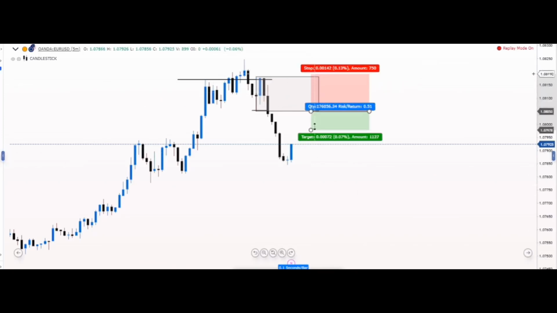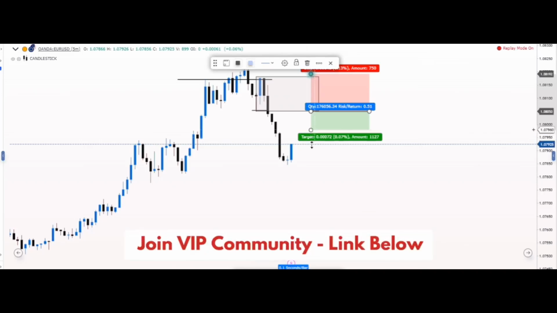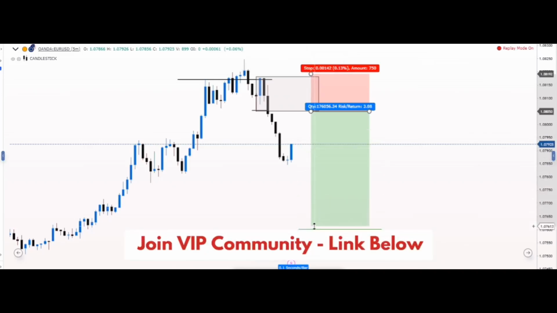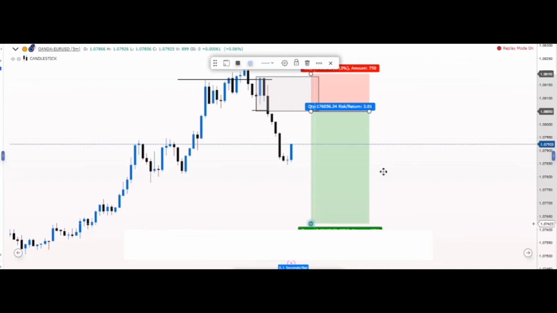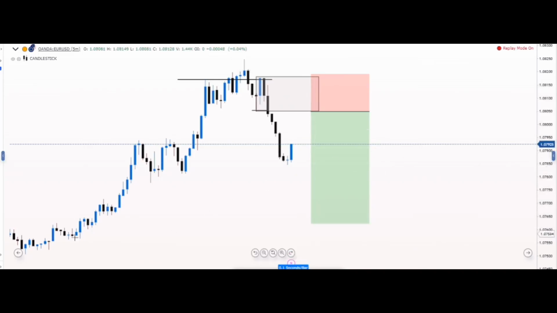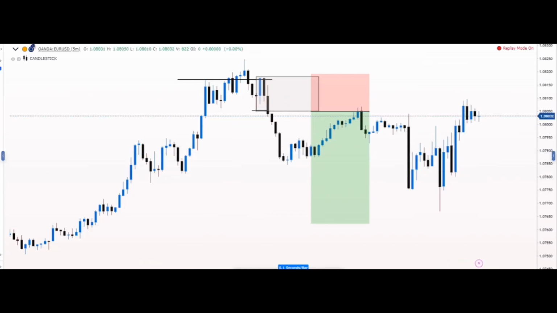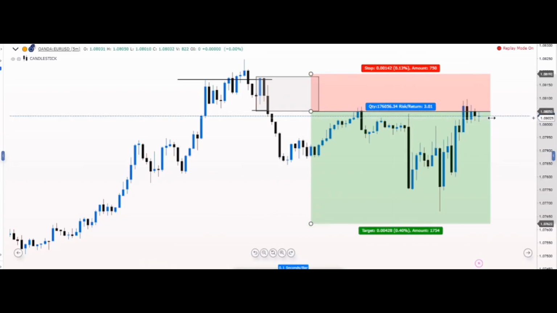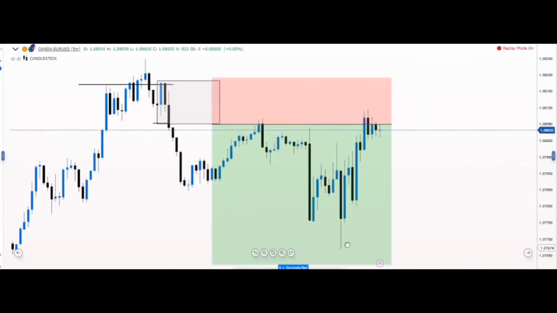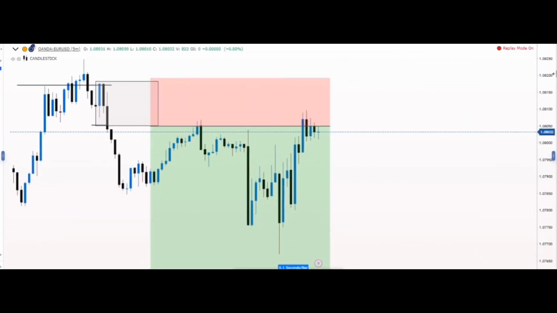Stop loss just above. Target 1 to 3. That's roughly 1 to 3. So let's advance price. Okay, we have been activated. Okay, let's see. Almost there, but not there yet. So we continue.